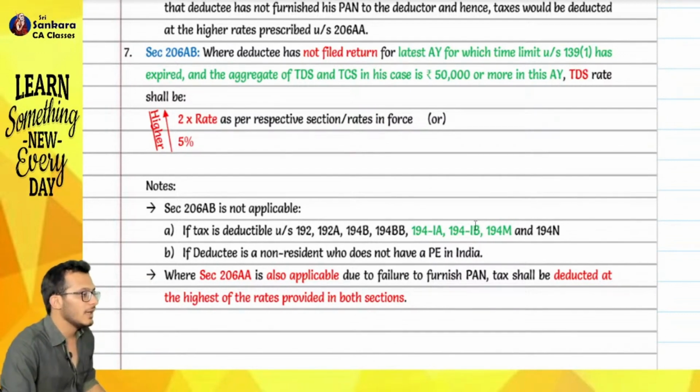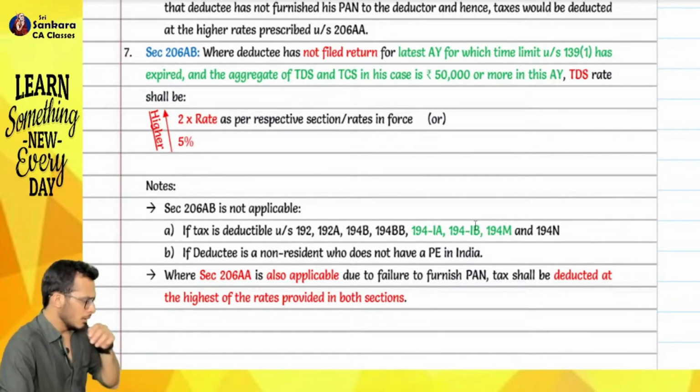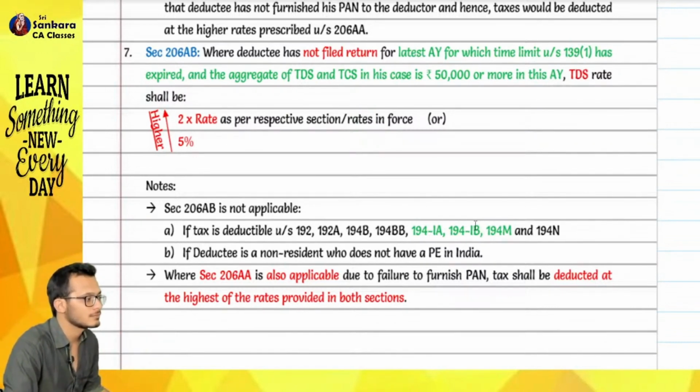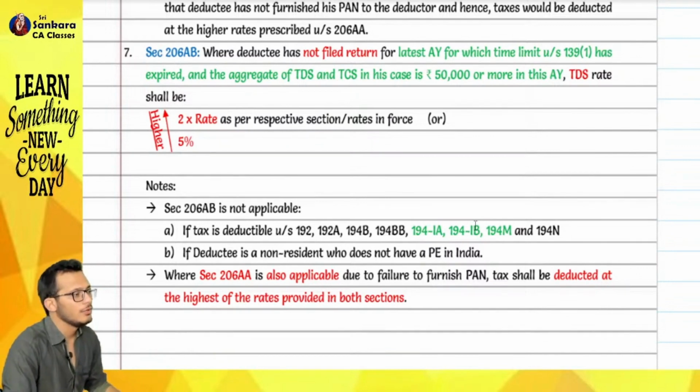Who should do TDS? Everyone, except individual and HUF cases. Who will not be required to do TDS? Individual and HUF with a turnover less than 1 crore or 50 lakhs in previous year 21-22. You should do it for every case, whether business or personal, but for 194M and 194J, you should only do it for business purposes. If you don't give a PAN number, it is actual rate or 20%, whichever is higher. If you don't file your return on time, it is twice the rate or 5%, whichever is higher.